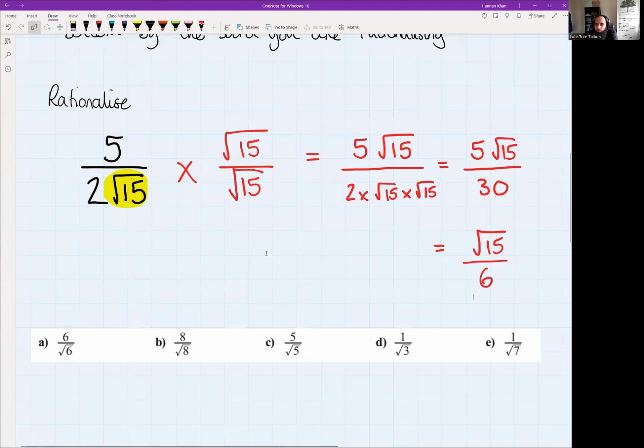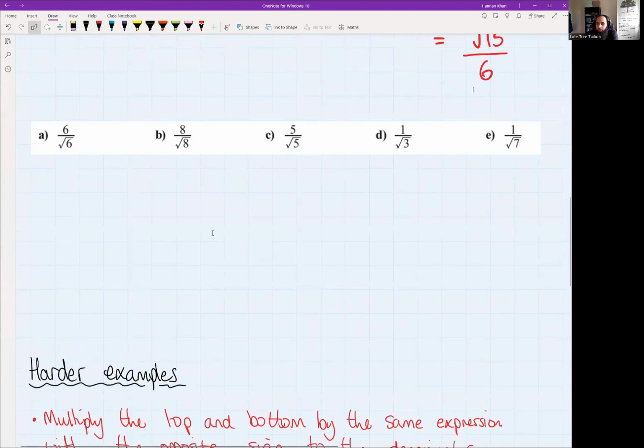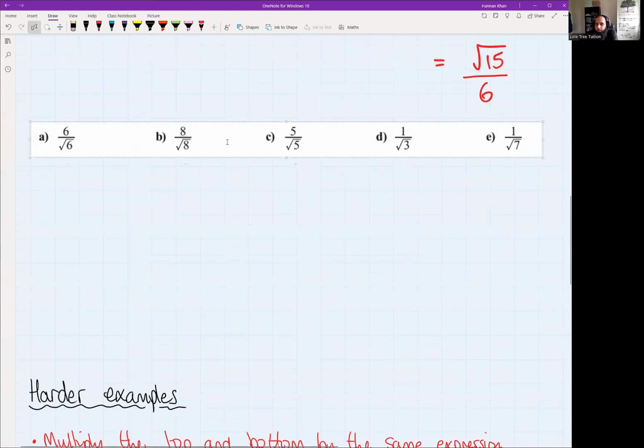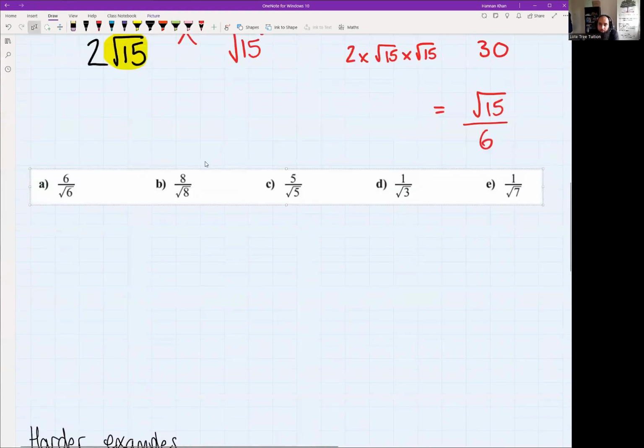So these are what we call the easy ones. Now we can work through these ones here in the same way. So we've got 6 root 6.